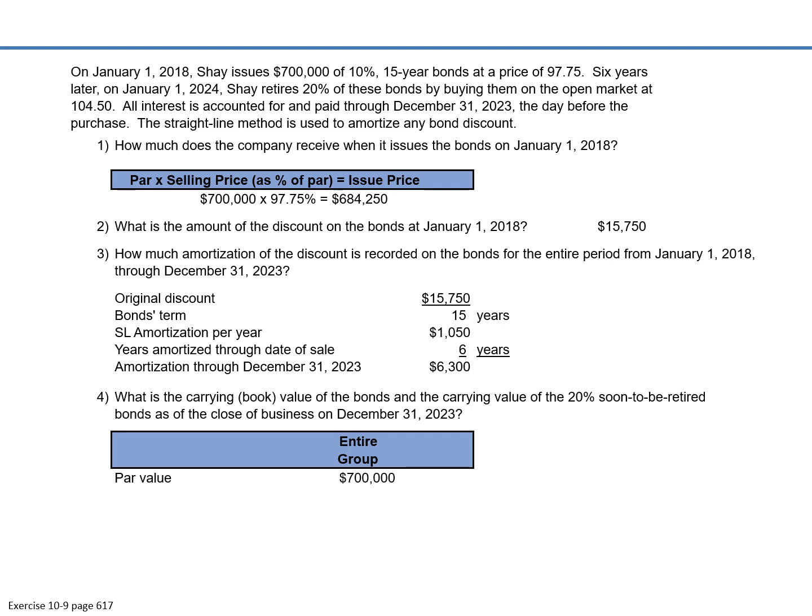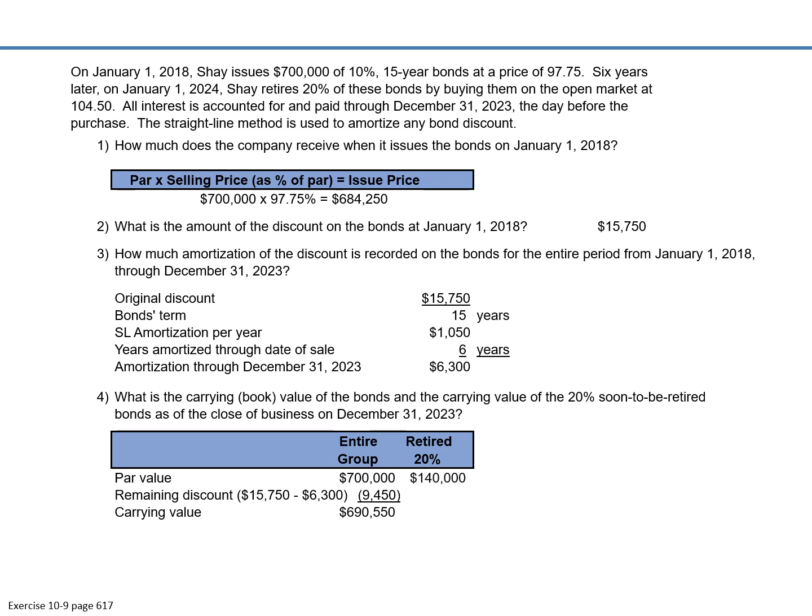So, the par value of the whole group of the bonds is 700,000. The remaining discount is the difference between our total discount of 15,750 plus everything we've amortized to date through December 31st, 23. So the amount remaining is 9,450. So we have a carrying value of 690,550.